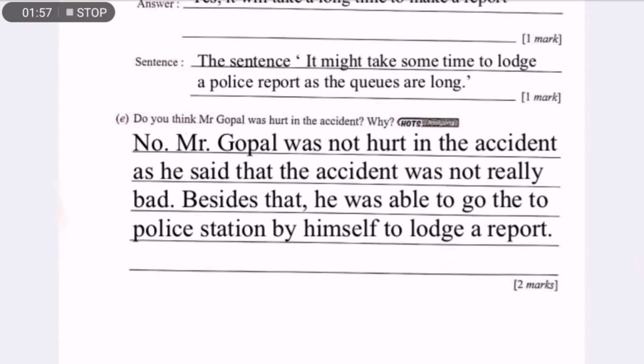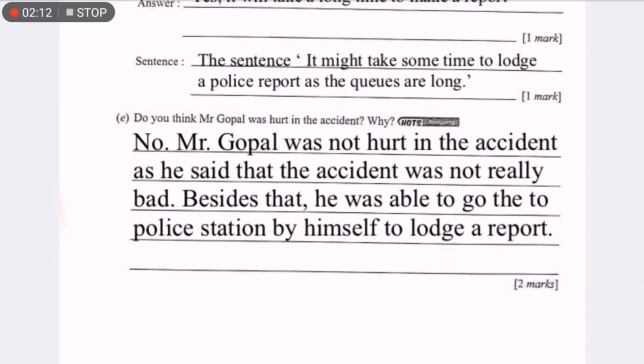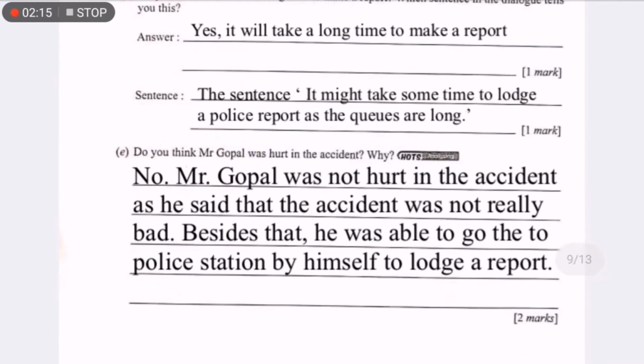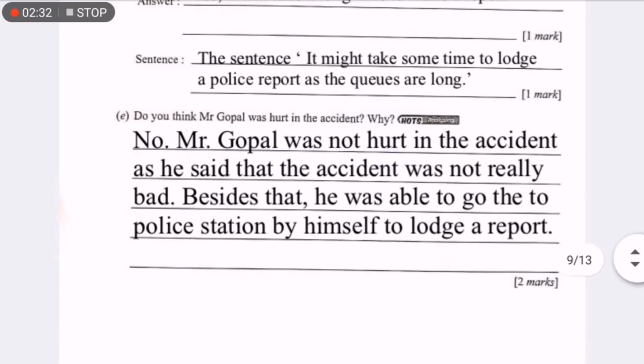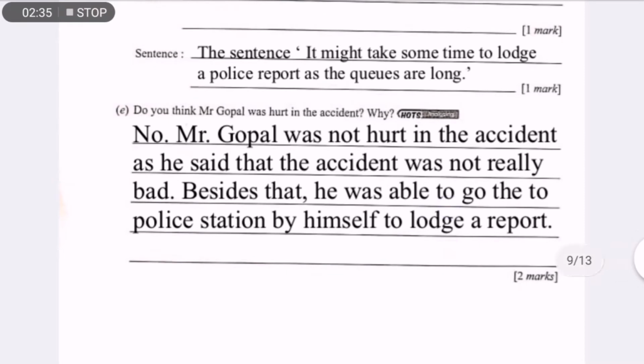Do you think Mr. Gopal was hurt in the accident? Why? Now this one you need to come up with your own answers. The answers are not provided inside. Alright? So based on what you know and your opinion, write. Since over here is 2 marks, you must answer yes or no because they ask you, do you think? So the answer is no. Mr. Gopal was not hurt in the accident as he said that the accident was not really bad. Besides that, he was able to go to the police station by himself to lodge a report. Now this one over here is written in the dialogue, but over here it's not written. So you have to add your own words.